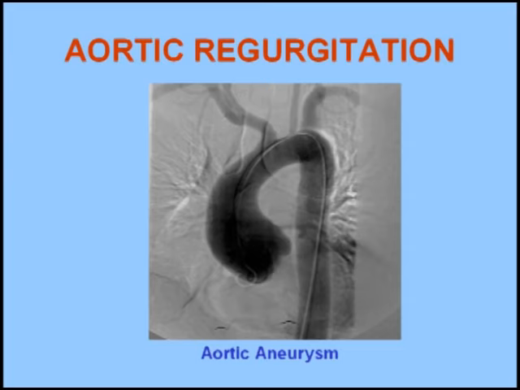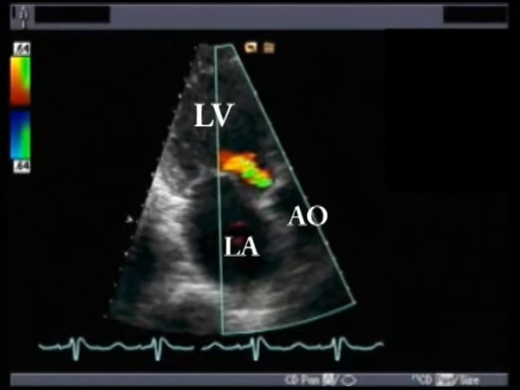If this murmur is heard at the lower right of the sternum, then aortic root pathology such as an aortic aneurysm should be suspected. Echo Doppler studies can show the severity of aortic regurgitation. Notice how this color jet coincides with the onset of the murmur.